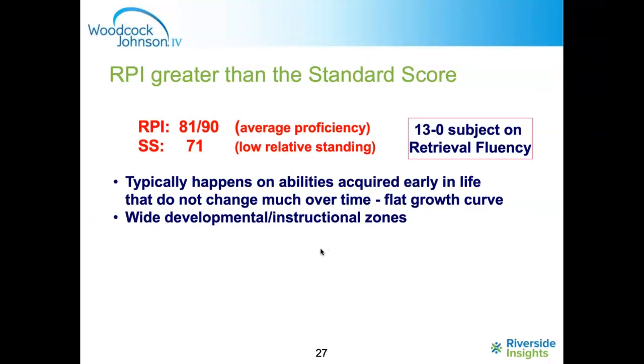There's wide developmental and instructional zones, and there's a narrow standard deviation. In other words, people are less variable on the task. So that would be an example of that leptokurtic distribution. This is that tall, skinny distribution.